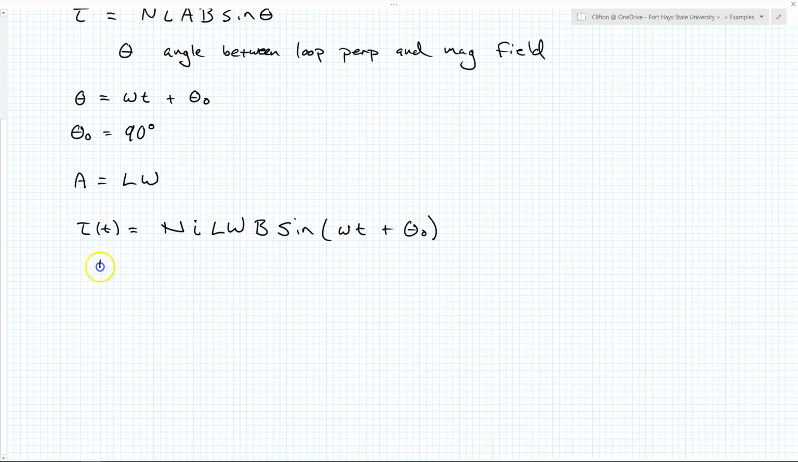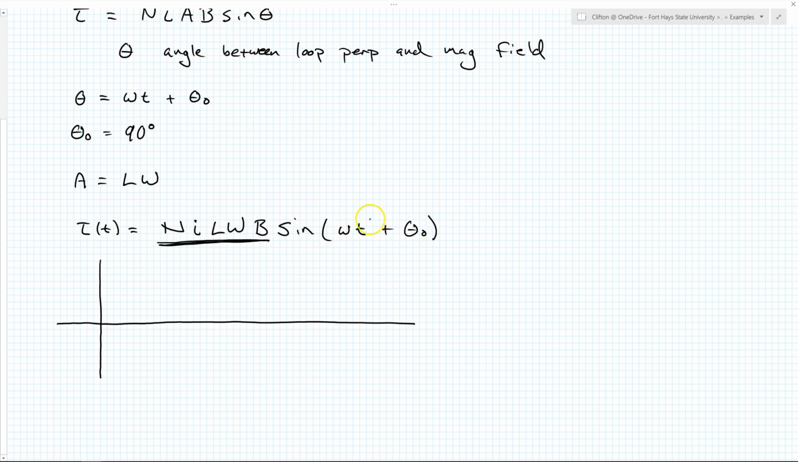If I graph this out, it's a sine wave. Right, so sine by itself goes between plus and minus 1. Sine multiplied by some amplitude here is going to go between plus and minus that amplitude. So this is sine of omega t plus 90, so it's actually going to start off at a peak. It's going to look like cosine. But this is what the torque as a function of time would look like.